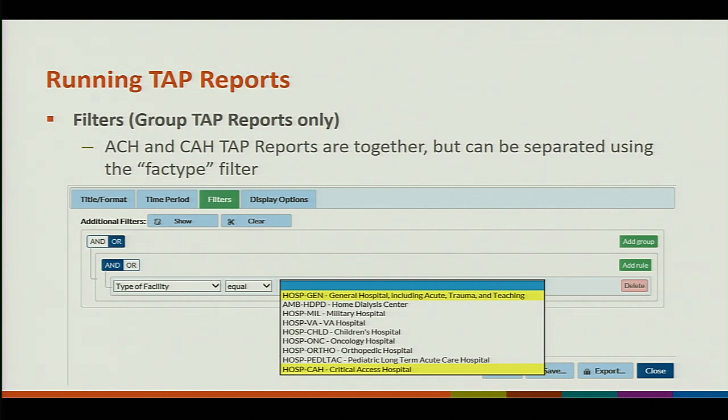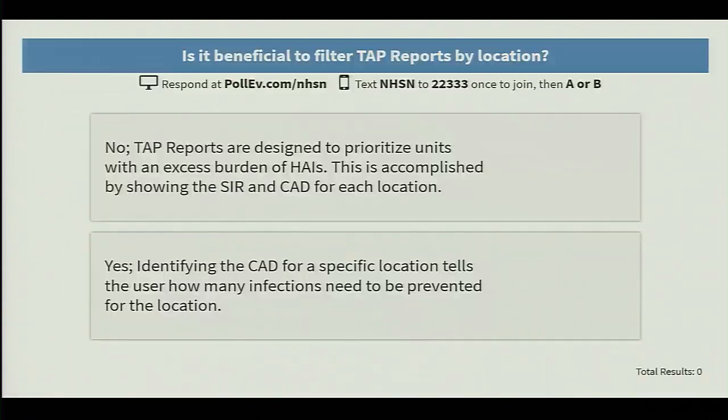All right, so filters. This is really speaking to our groups that are going to generate TAP reports. Under the filters tab, we can separate our facilities by acute care hospital or critical access hospitals in order to give us a TAP report that has either group within it.